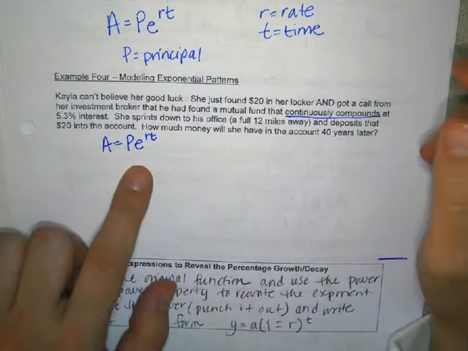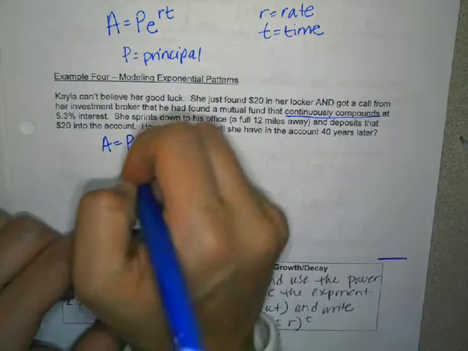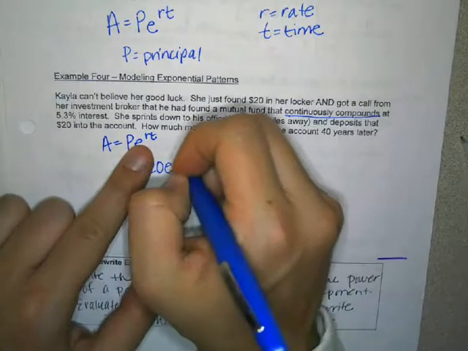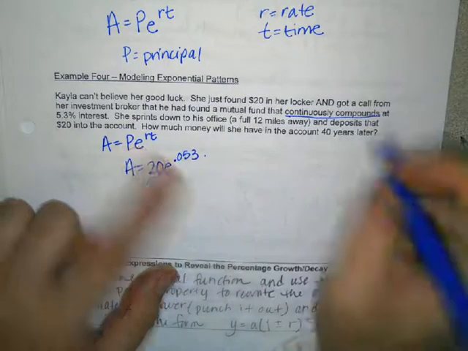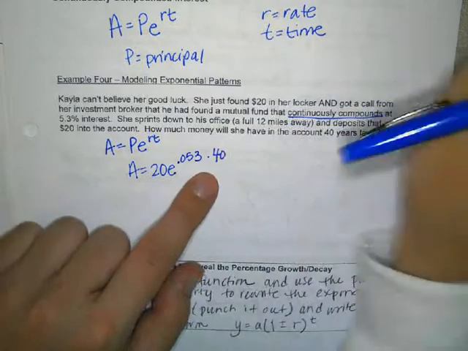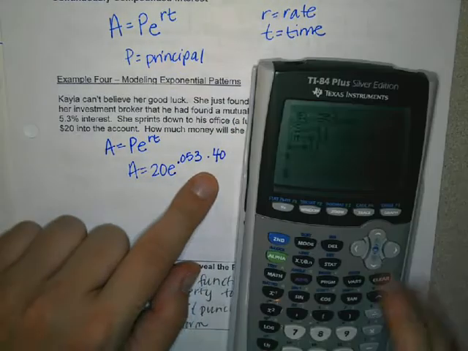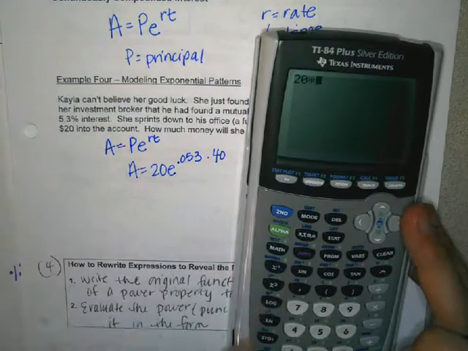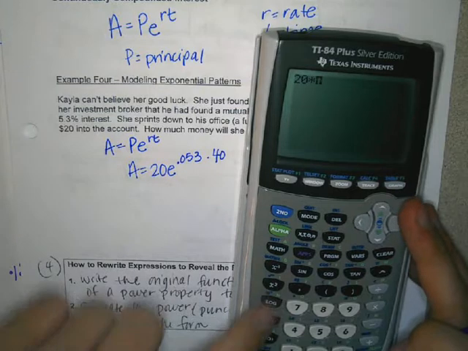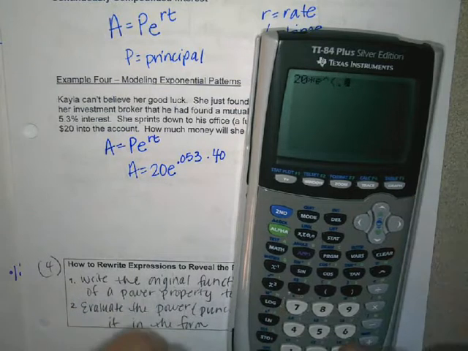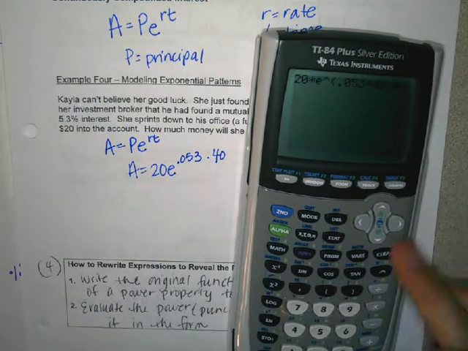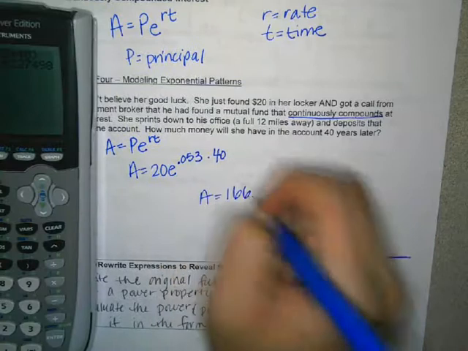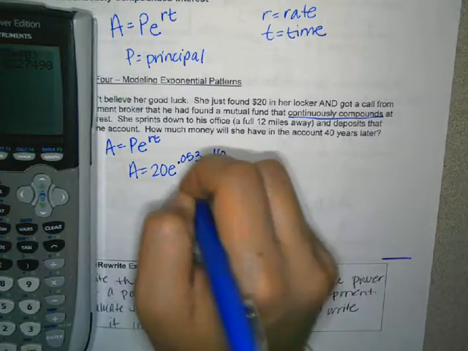The P is my principal, which was $20. The rate is 5.3. And then I want to see how much money I'm going to have after 40 years. So if I punch that into the calculator, 20, and then your E button is second, and then under the ln, so there we go, and then 0.053 times 40. You end up getting $166.62.